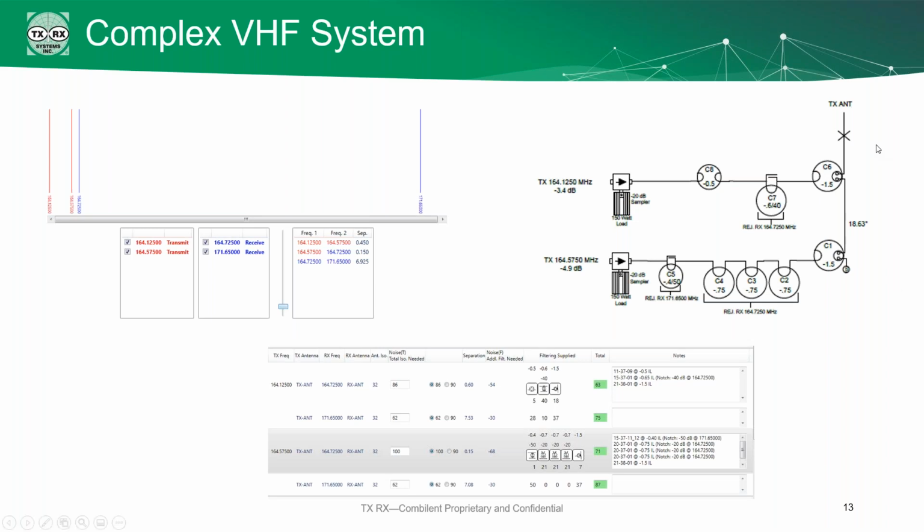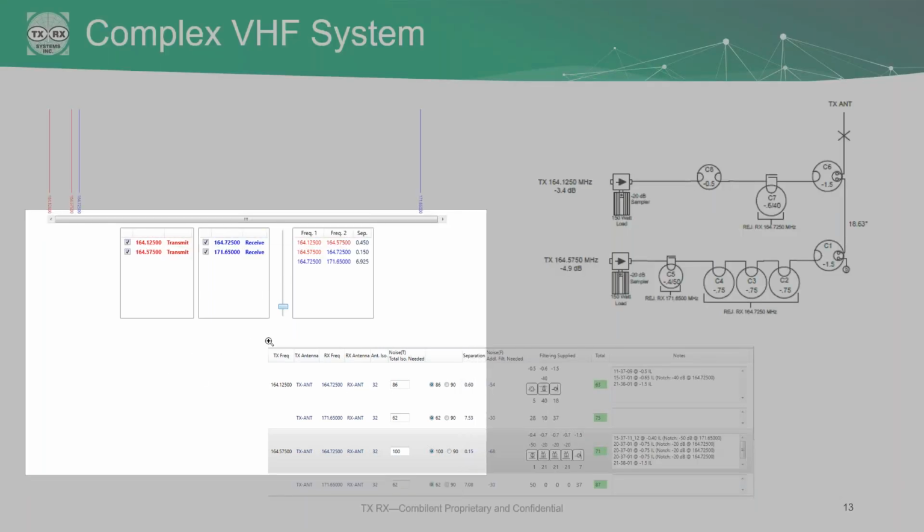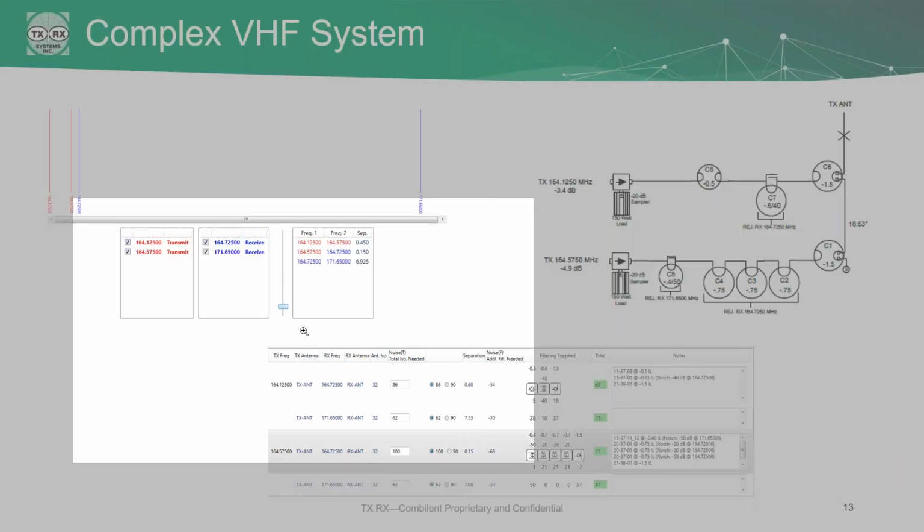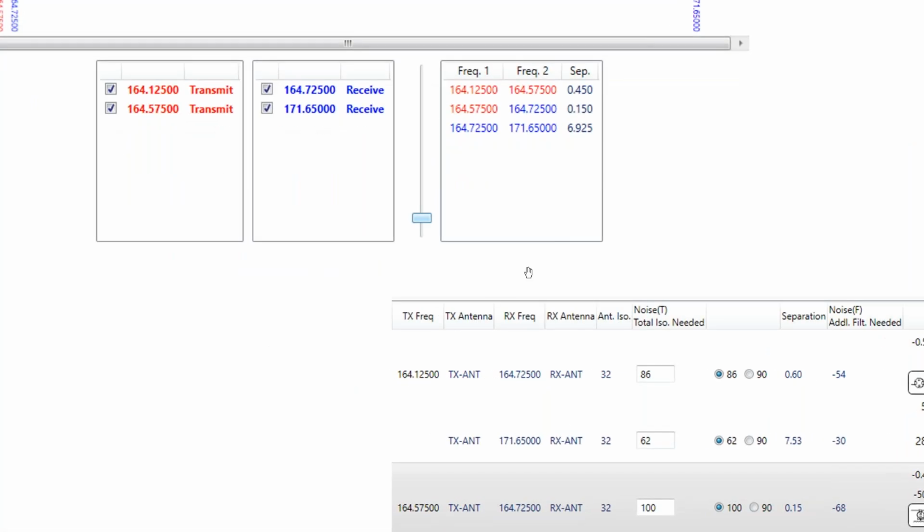Here is a very different VHF system. It has only 2 pairs of frequencies, but the guard band between TX and RX is very small, only 150 kilohertz. The graph on the bottom shows the isomate. As I mentioned earlier, isomate is short for isolation matrix. It is a set of formulas that determine how much isolation or filtering is needed for each frequency.